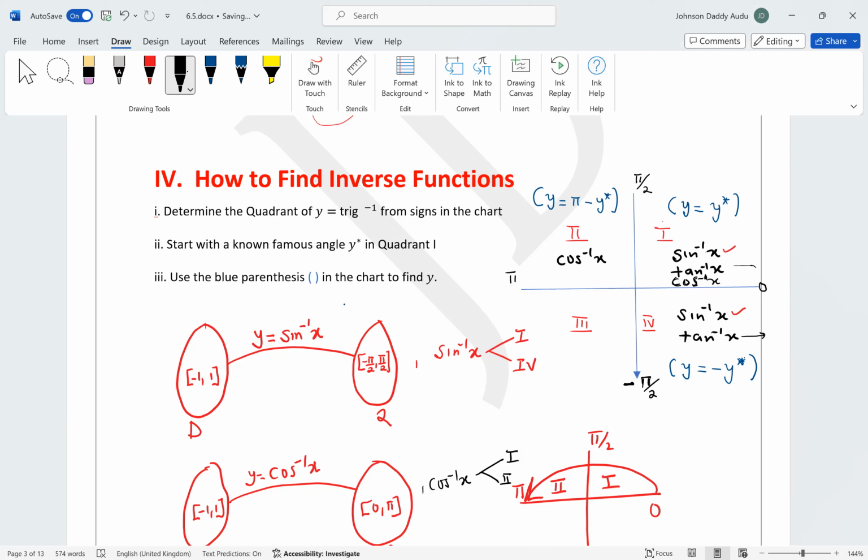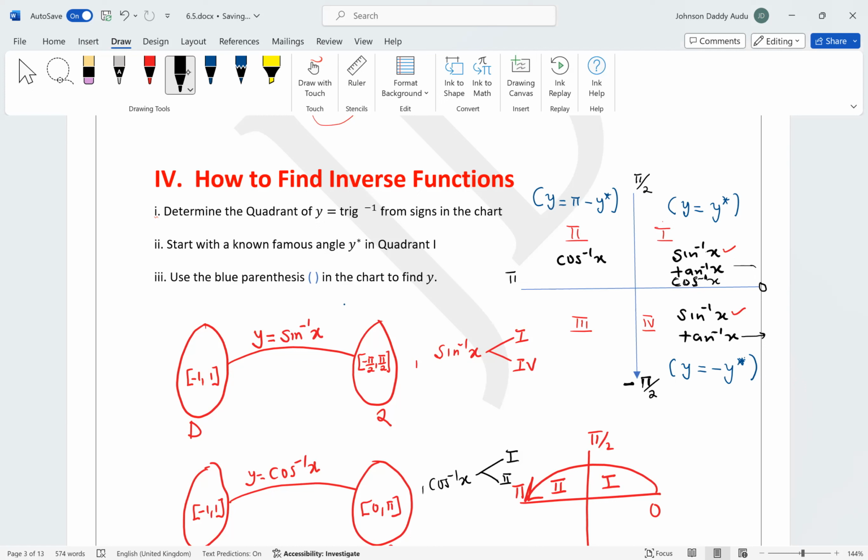So in the first quadrant, you can have all of the three. But in the second quadrant, only cosine inverse could be there. And in the third quadrant, we don't have anything. It's just empty. We're supposed to have something like cotan over there, but we are focusing our attention on just these three: cosine inverse, sine inverse, and tan inverse. All right.